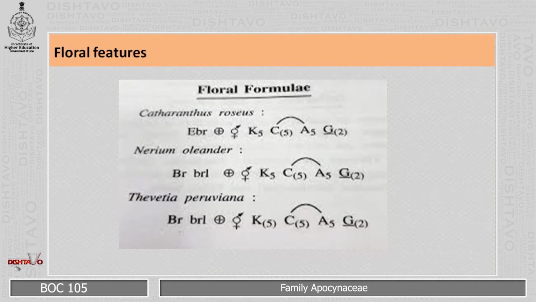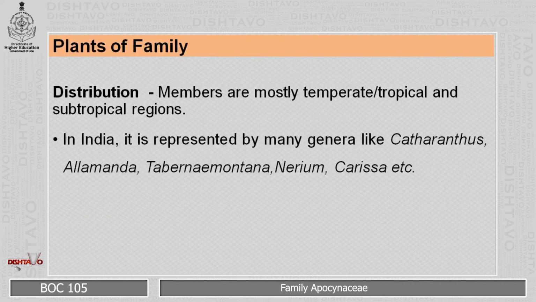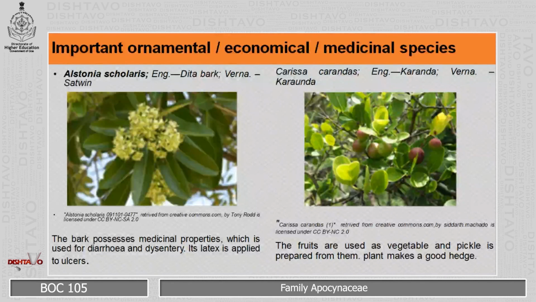The same thing you will find in Nerium oleander and Thevetia peruviana. But the only difference you will find is that Nerium oleander shows presence of bracts and bracteoles. Some of the plants of this family are mostly in tropical and subtropical regions. You will find they are represented by many genera like Catharanthus, Allamanda, Nerium, and so on.